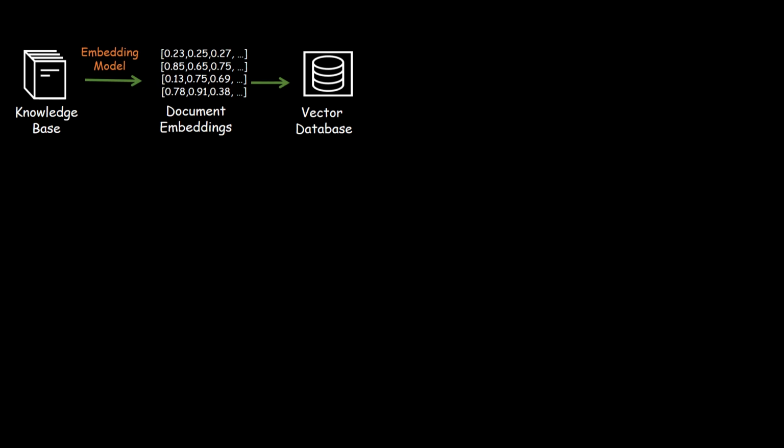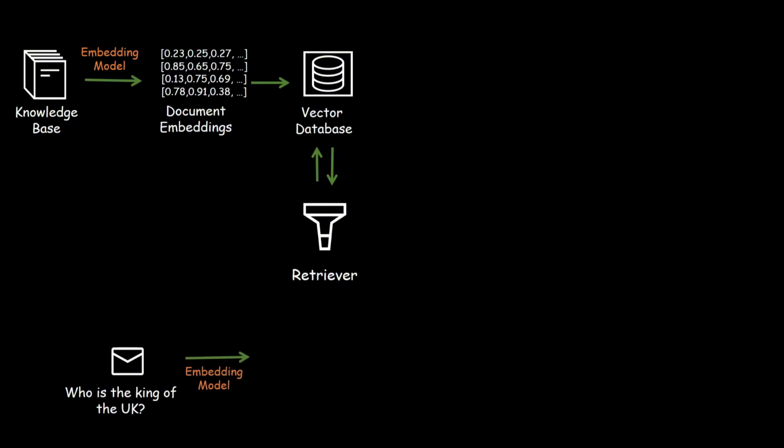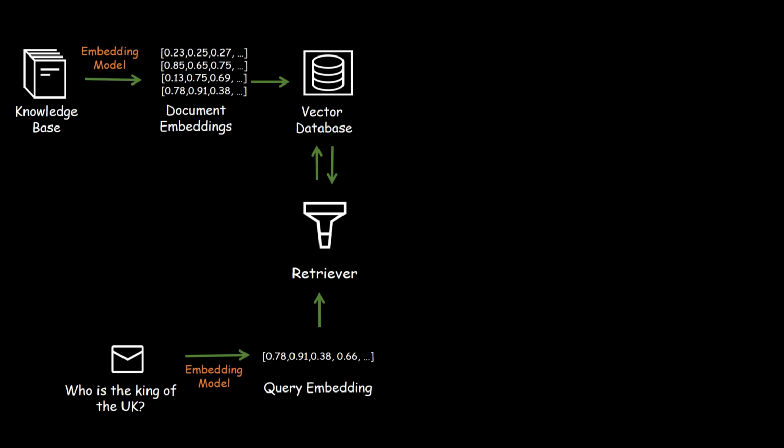This vector database is connected to a retriever. Now when the user asks a question, let's say who is the king of the UK, then this question is exposed to the same embedding model which was used in the knowledge base. So we get our query embeddings. Now these query embeddings are passed on to the retriever. So the job of the retriever is to find the most relevant documents for this query.